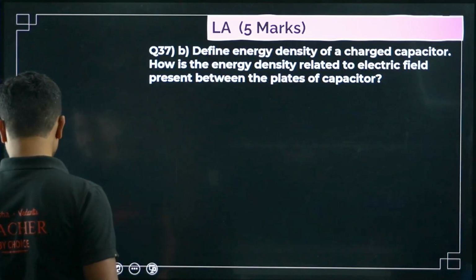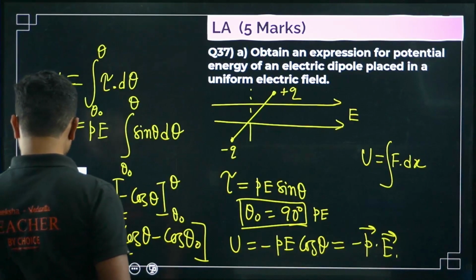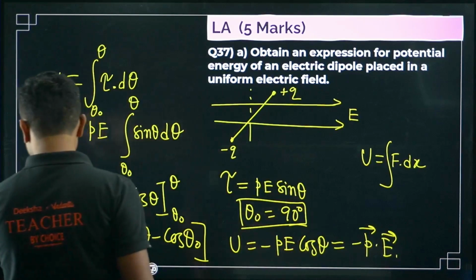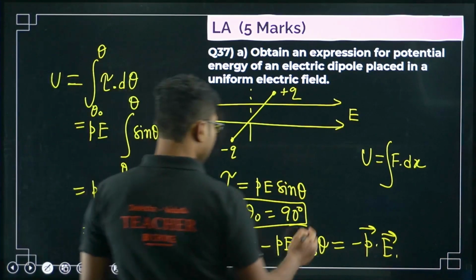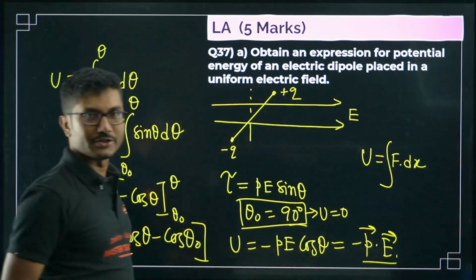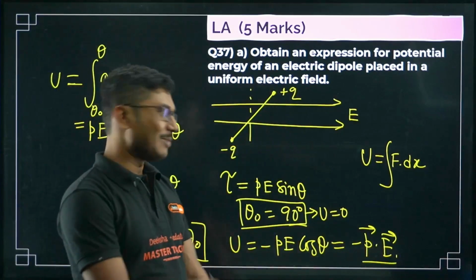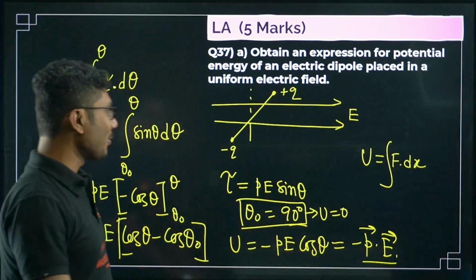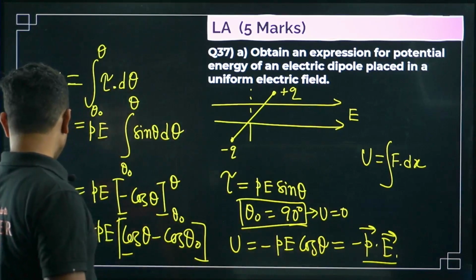Just a second, let me correct it. So we say that potential energy is 0 at theta equal to 90 degrees, so U equals 0. Now here p is not potential energy, here p is the dipole moment and E is the electric field. That you have to mention in the solution.